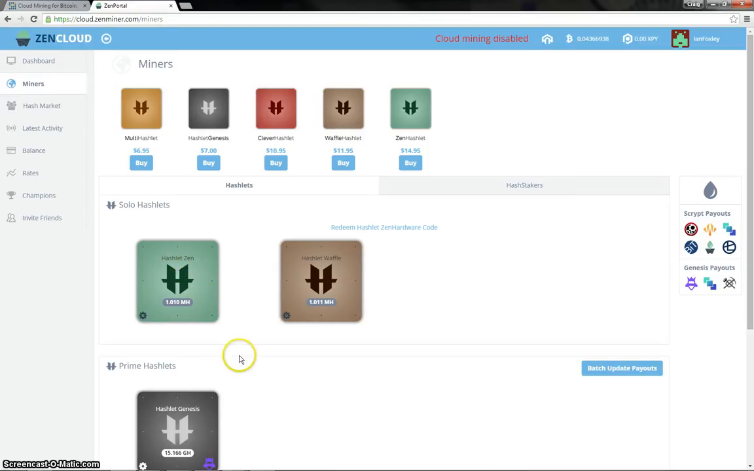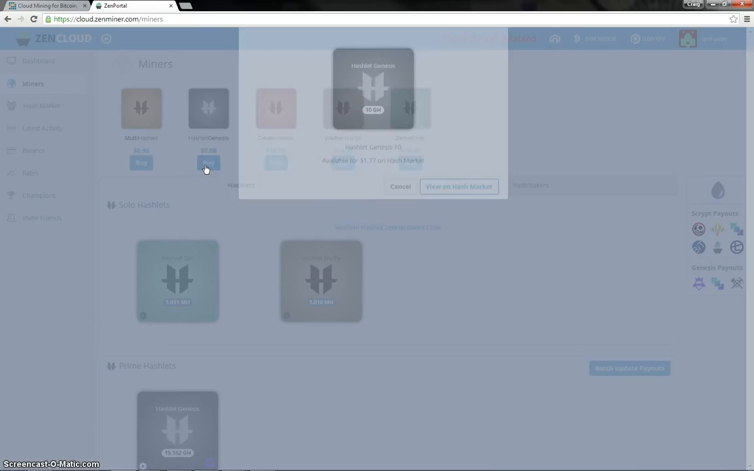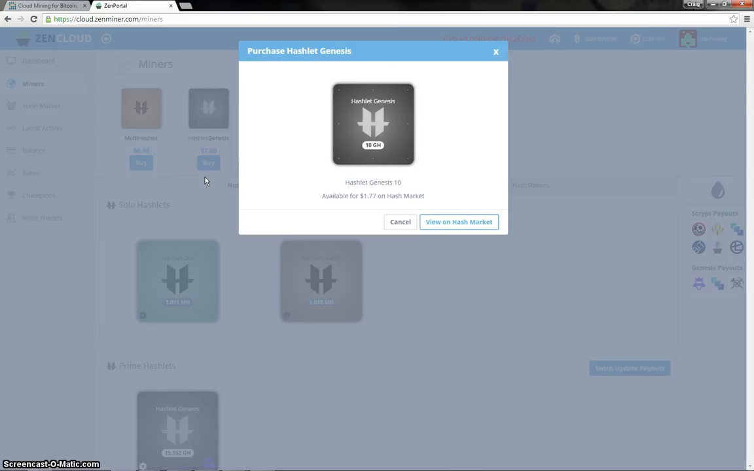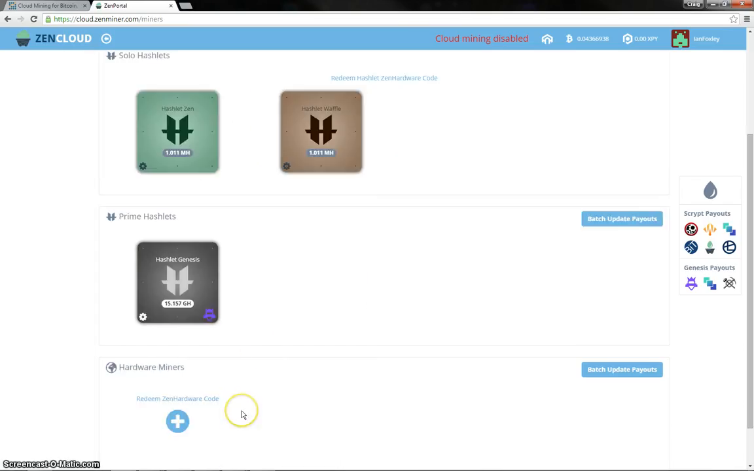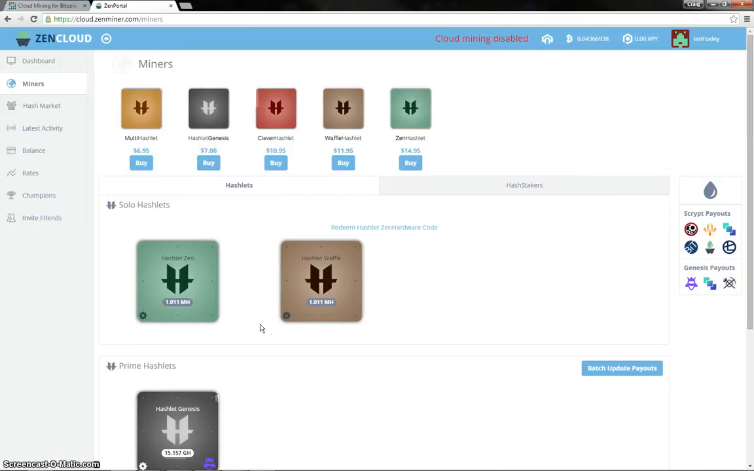Crazy. And the Hashlet Genesis, how much will I get for one of those? A 10 gigahash Hashlet Genesis sells for around $1.77 at the moment, but I've got a 15 gigahash one, so I don't know. I might have to split it into a 5 and a 10. I don't know how that's going to work, because I think you can only sell them in increments of 10, and they gave me 5 gigahash for free. So what am I supposed to do?